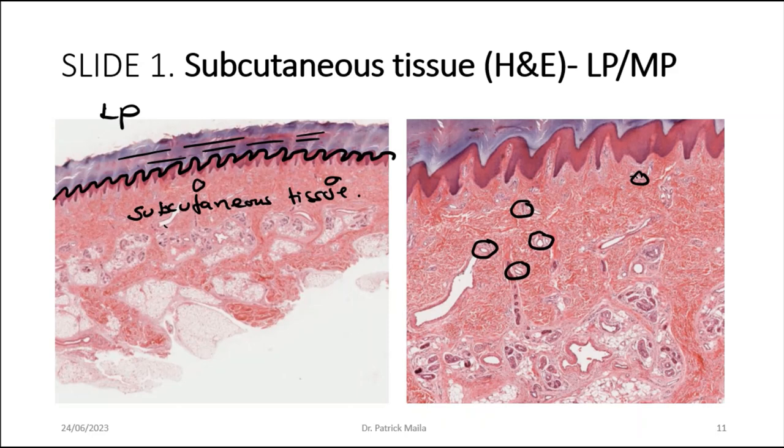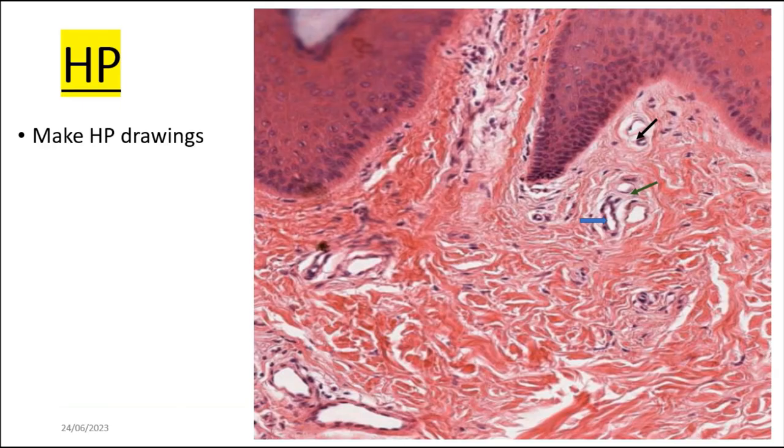Now, your focus is to differentiate the blood vessels in this subcutaneous tissue. At low power, you can't really tell the difference between the venule and the arteriole because they're not really zoomed in properly. So at low power, I just want you to observe. But at high power, that's when you draw. So at low power, we're just observing. At high power, we draw.